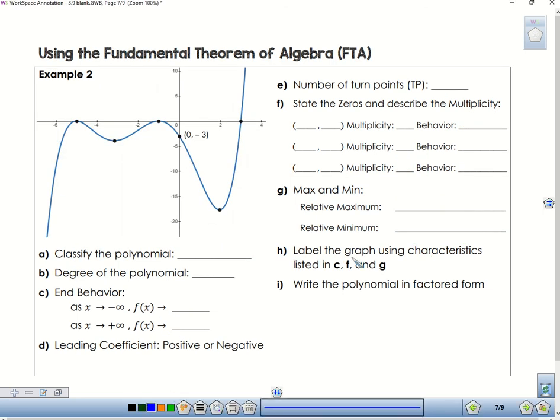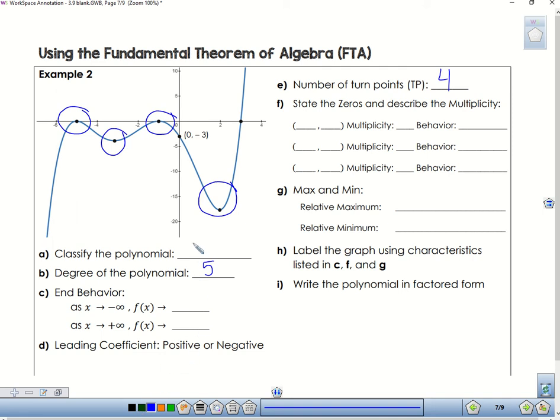So the first thing I always identify is my number of turning points. So I have a turning point here, here, here, and here. So you guys see 4 turning points on that? You guys see all 4? So the number of turning points is 4. So that means that the degree of my polynomial must be 5, always one more than the number of turning points. Now we're going to classify our polynomial.